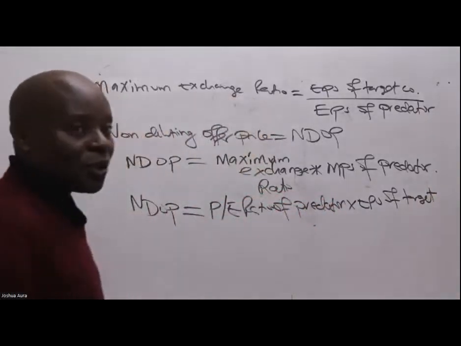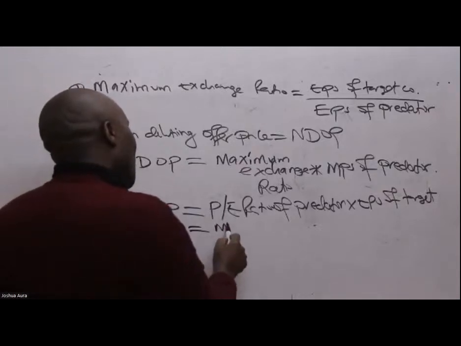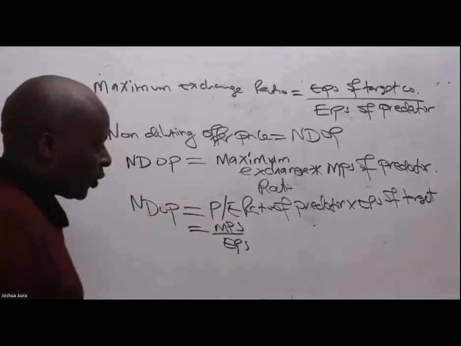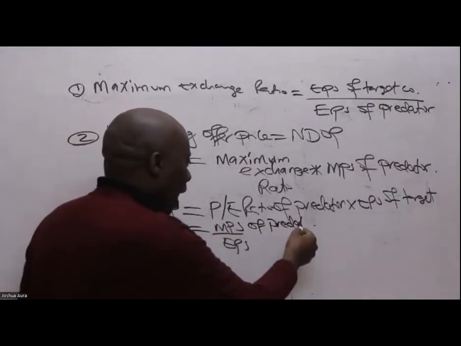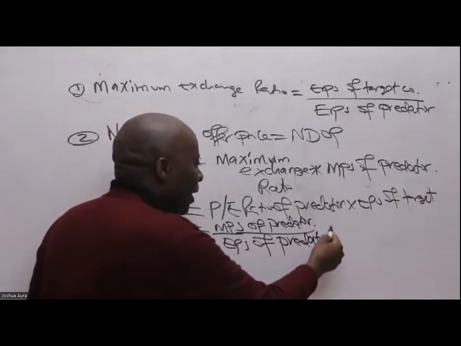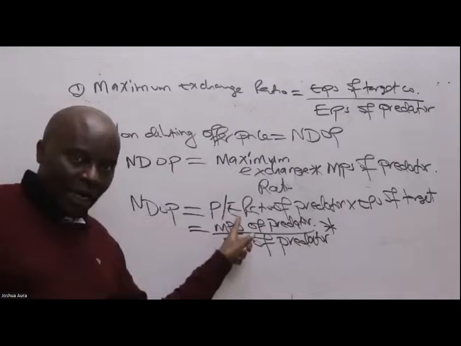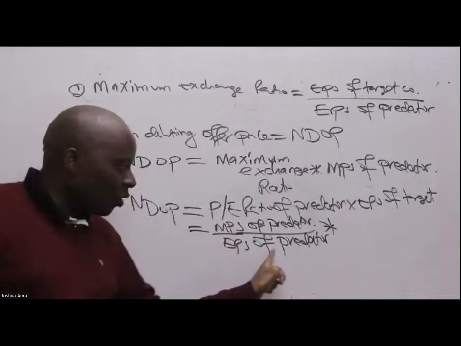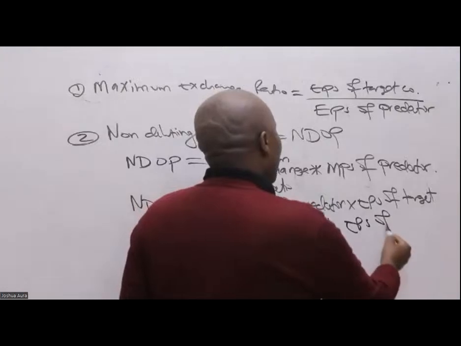And what Mr. George is telling us is that this PE ratio, of course, he knows the formula, is MPS all over EPS. So it is MPS of predator all over EPS of predator, the price earnings ratio, times EPS of the target company.